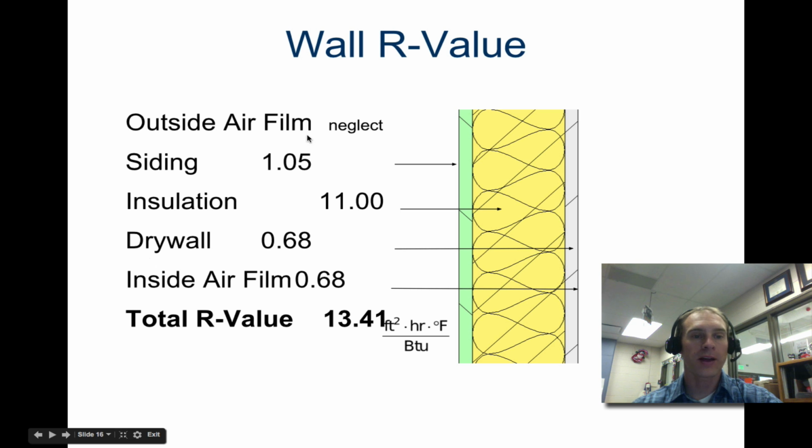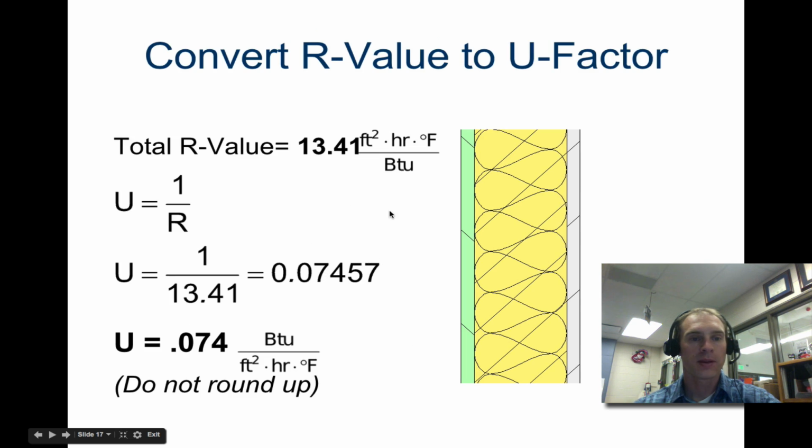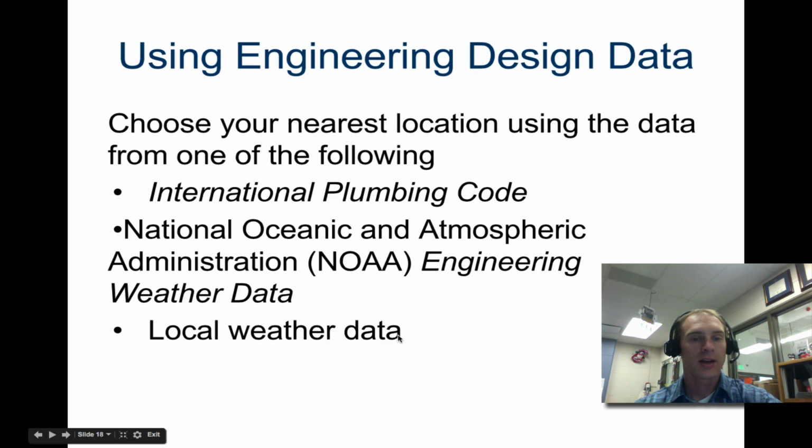So if we continue on, that's where we get our R values from. And we have a total R value. If we sum them up, we do U is 1 divided by R, and that gives you your U value, and this is the value that you put into your worksheet.